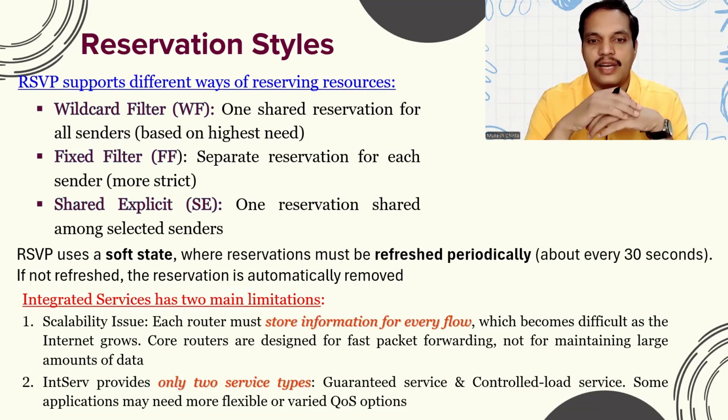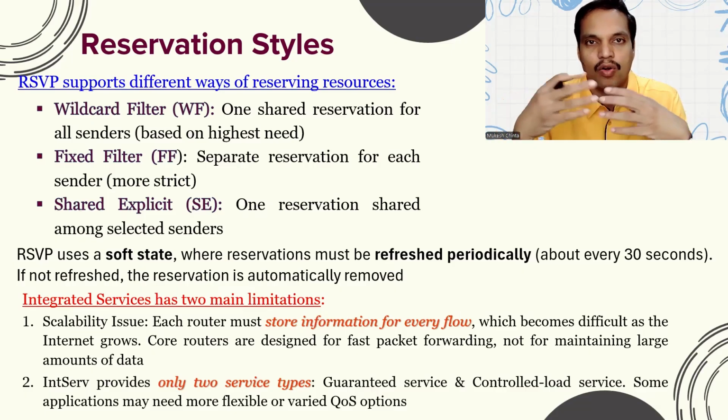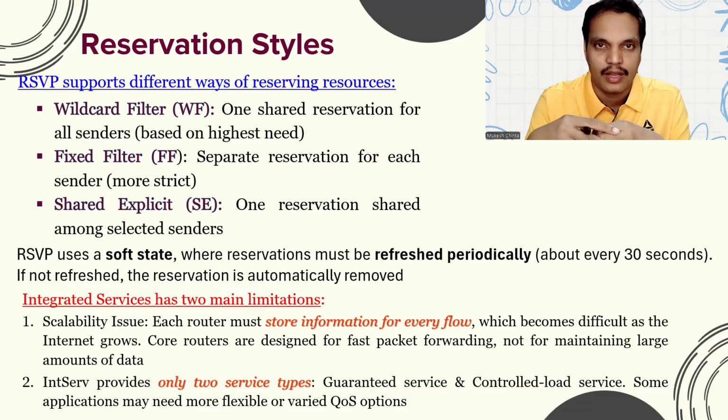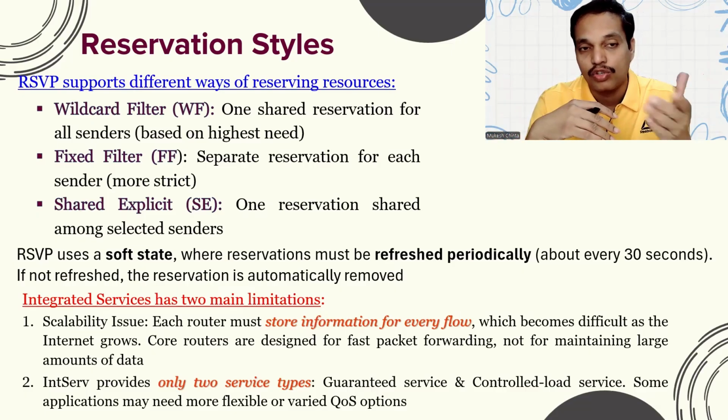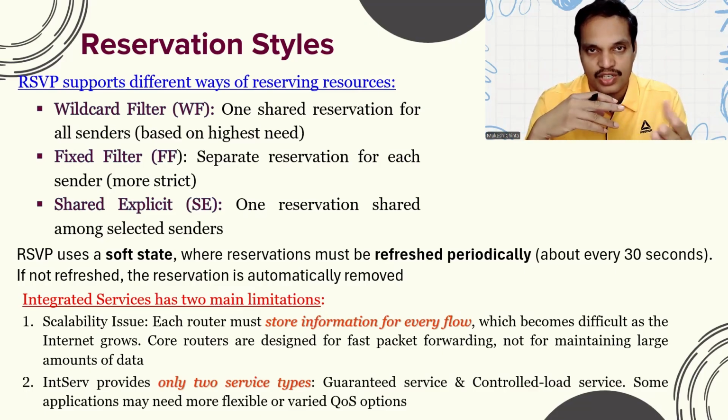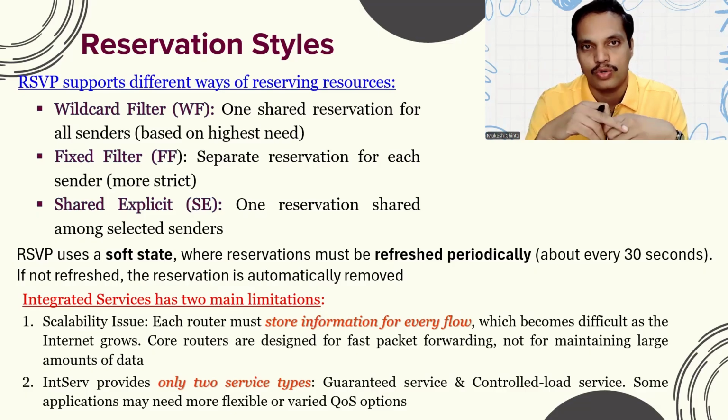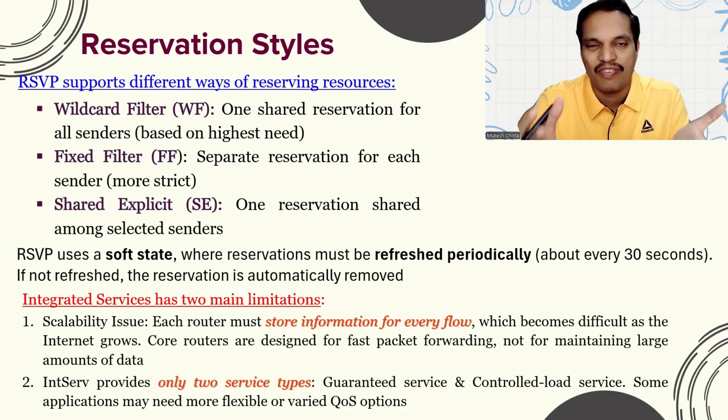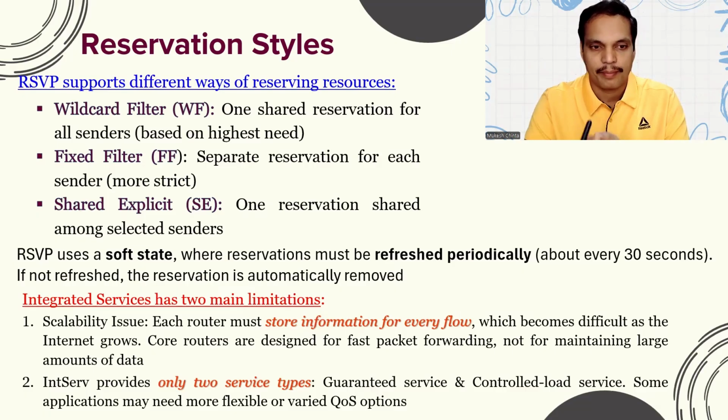Core routers are designed for fast packet forwarding, but not for maintaining large amounts of data, which becomes very complex for a large group of networks. Similarly, this also provides only two service types, just as we discussed. One is a guaranteed service type and the other one is a controlled load service. It's not flexible, isn't it? Because most of the applications may need more flexibility or varied different types of QoS options, not just two.